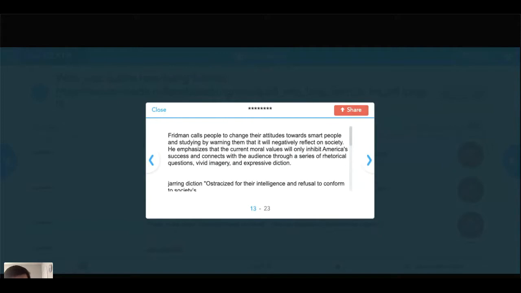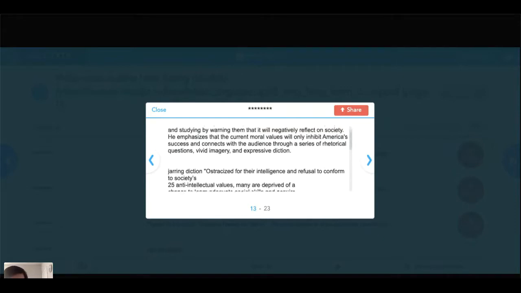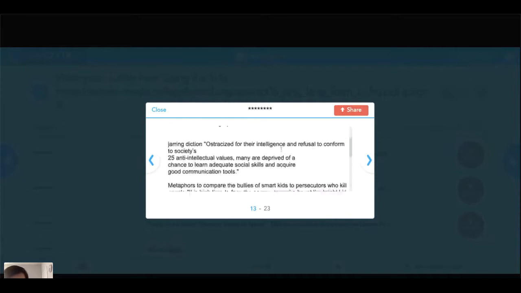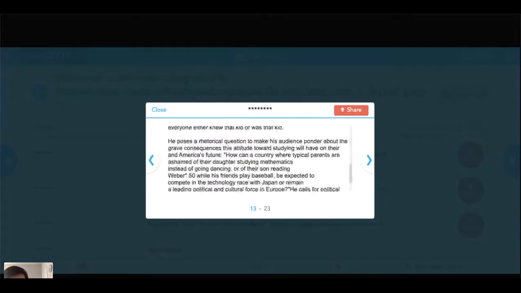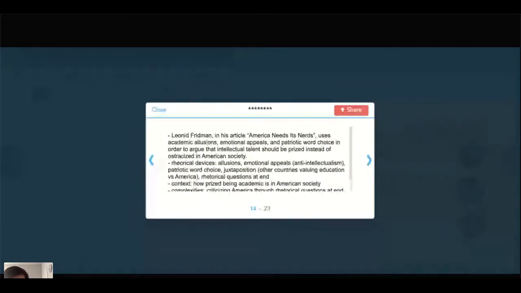Okay, Friedman calls people to change their attitudes towards smart people and studying by warning them that it will negatively reflect on society, emphasizes that the current moral values will only inhibit America's success, and connects with the audience. This is a really good thesis. Very good prose. I see metaphors, rhetorical questions. Good job. Uses academic allusions, emotional appeals, and patriotic word choice. Good job with the adjectives in order to argue.